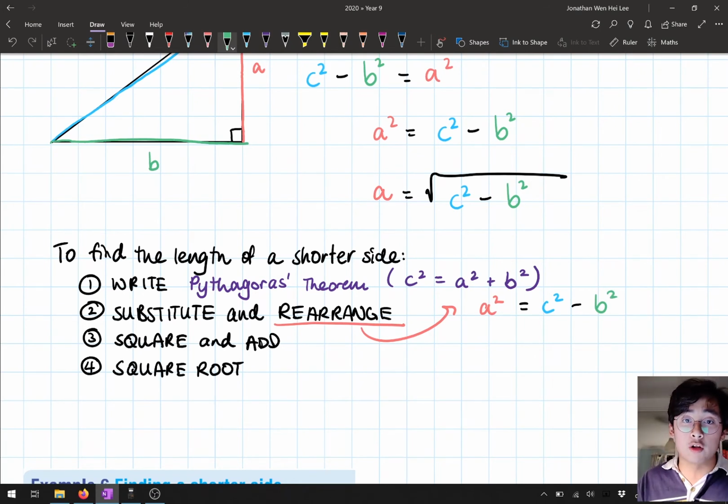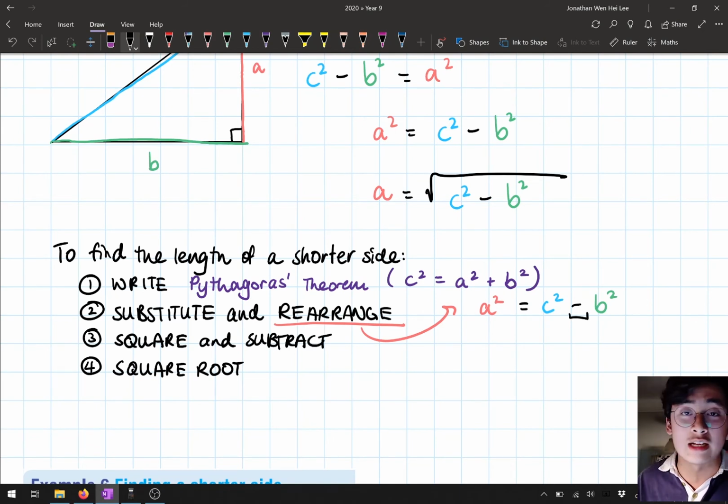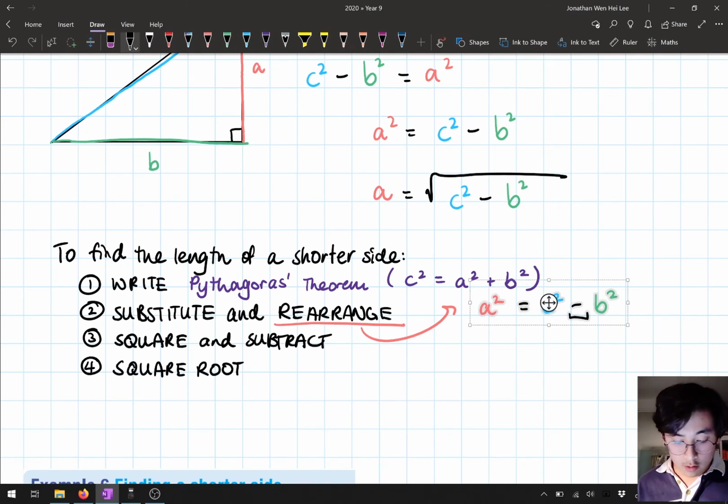Here you need to be very clear: C is your hypotenuse. You can't have it being any one of your other sides. Once we've done that, instead of squaring and adding, which is what we normally did, we're going to square and subtract the two. We square and subtract because that is what the sign in between tells us we need to do. And then after that, we square root it.